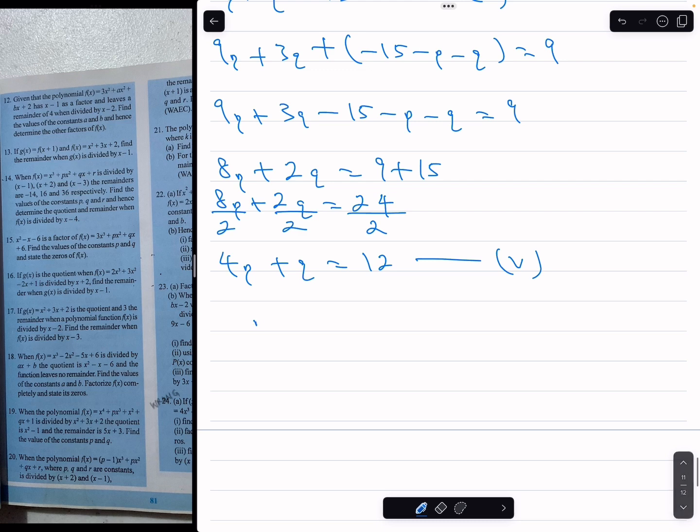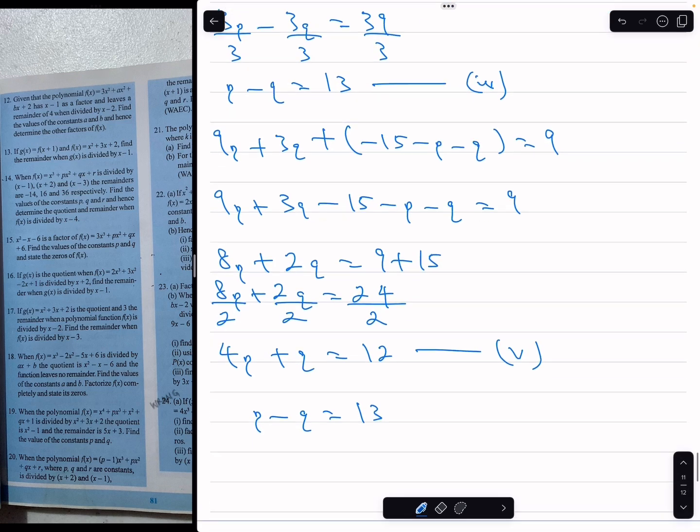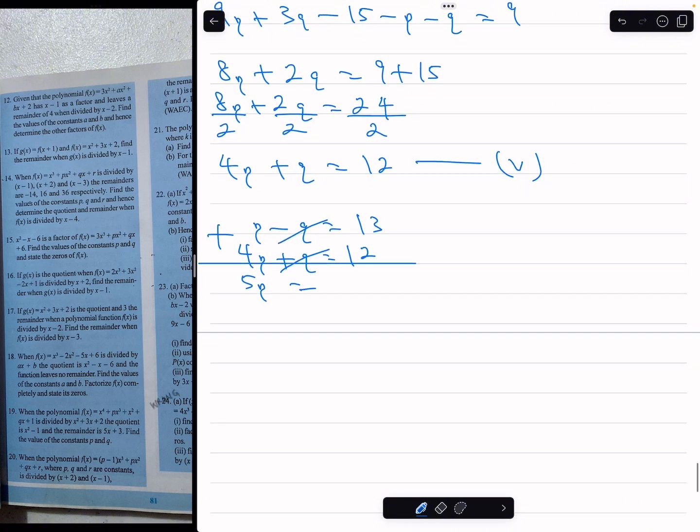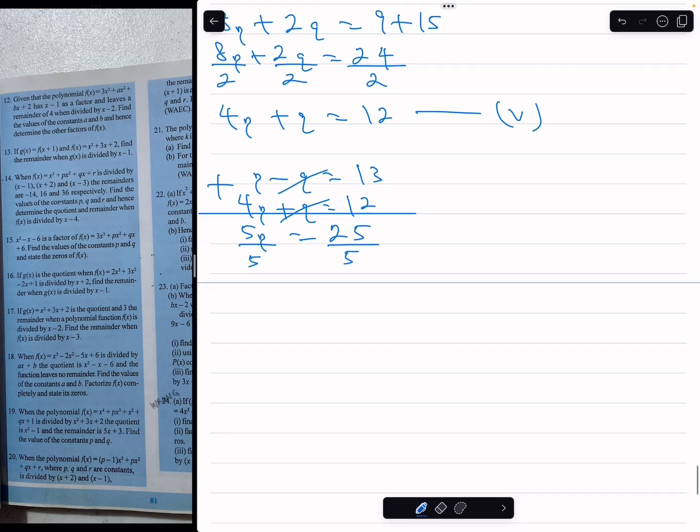Equation 4 is p minus q equals 13, while equation 5 is 4p plus q equals 12. So I can eliminate q by addition. P plus 4p equals 5p, minus q plus q equals 0, and that's equal to 13 plus 12, 25, which simply means p equals 5.